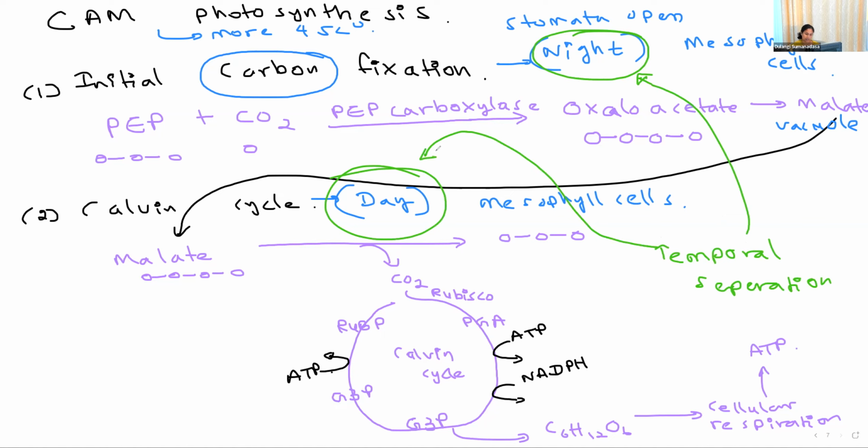Right, so C4 and CAM photosynthesis, the two differences are: C4, you can see the spatial separation. CAM, you can see the temporal separation. That's it. I think the questions will use these terms. You have to know this, right?